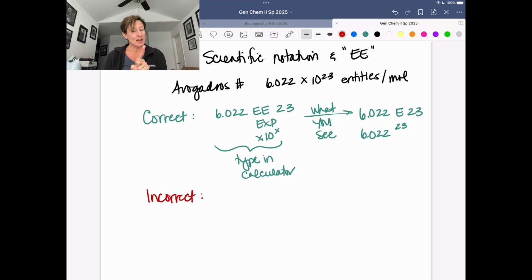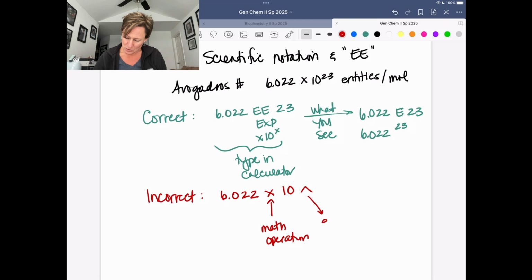Now, sometimes you might get the right answer, and I'll highlight it's probably a simpler problem, but what people tend to do, for example, with Avogadro's number, is they will type in 6.022. They'll use the mathematical times symbol, so this is the math operation. And then they will type in the number 10, and then they'll use the caret symbol, which is a symbol for an exponent. And then they'll type in 23rd.